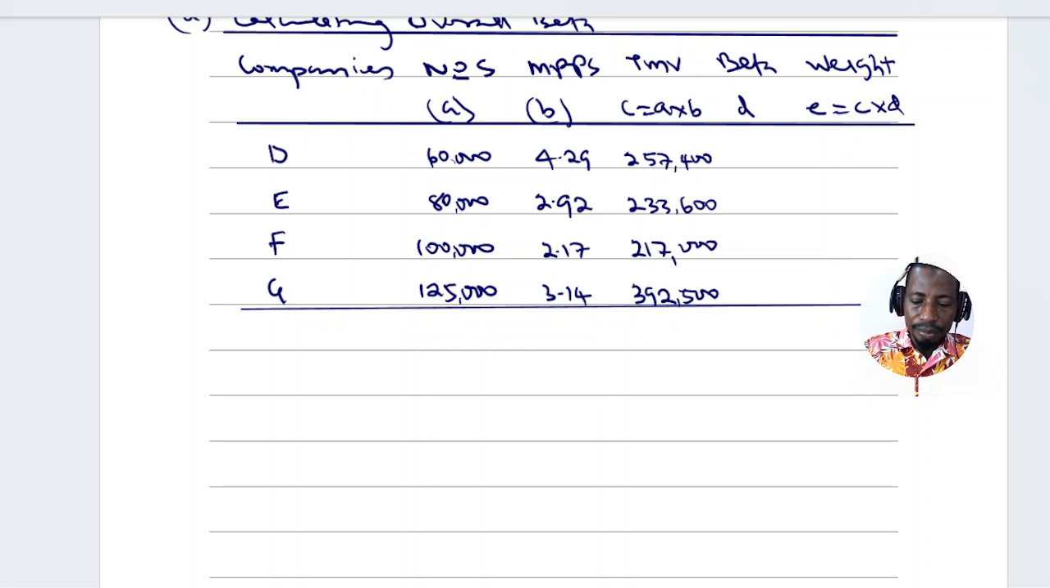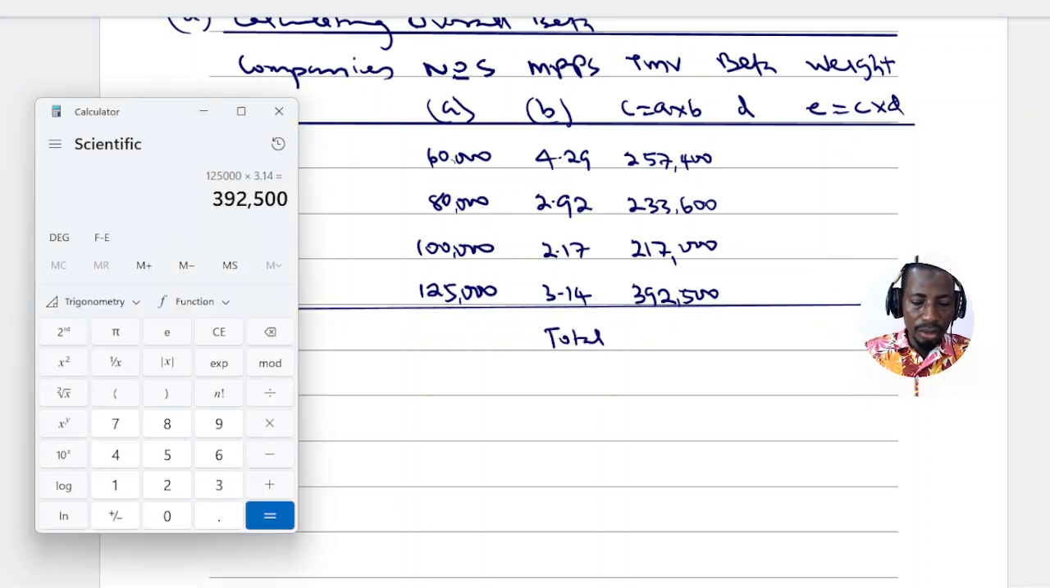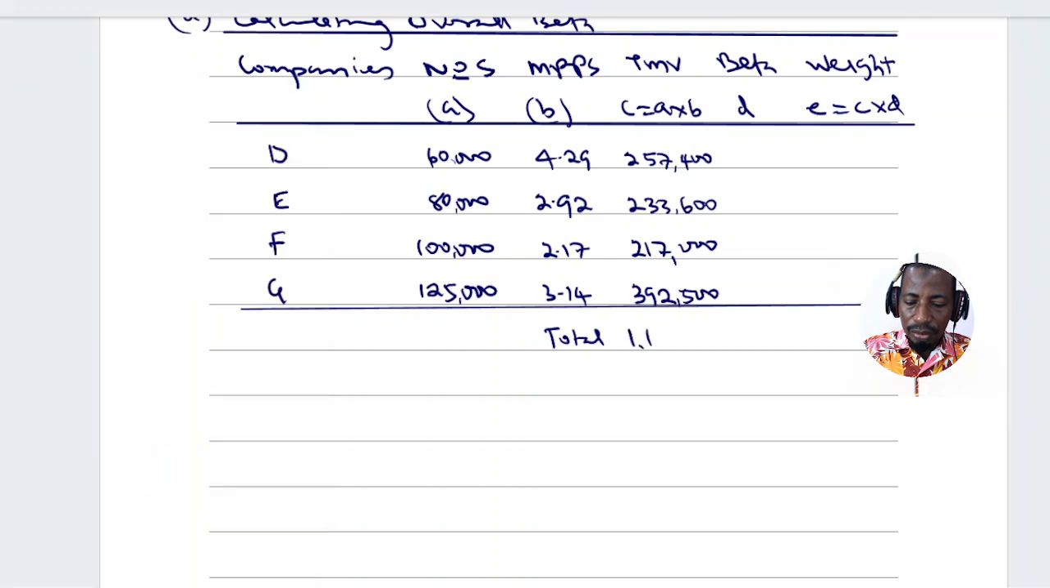So the total will then be equal to 392,500 plus 217,000 plus 233,600 plus 257,400 equal 1,100,500.